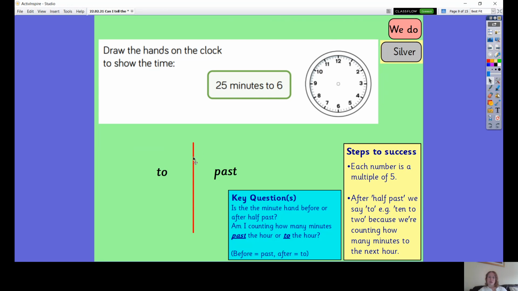Okay, so have a think about where your line would be on your clock. If your line was down the middle, this is the past side of the clock, and this one is the to side of the clock. Okay, so we're doing 25 minutes to 6. All right, so have a go at drawing with me that line, because it might confuse you. Pause here, have a go at drawing just a rough clock face, and draw 25 minutes to 6. Off you go.